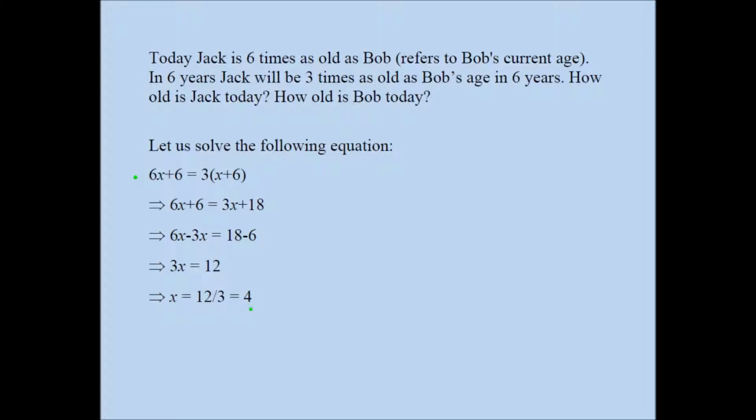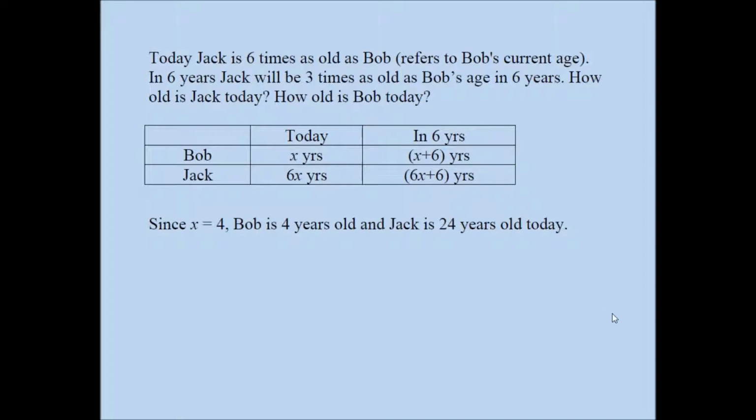So x is 4. Now I'm supposed to find the age of Bob today and Jack's age today. So let's go back to our original table and find those two answers. What we have here is basically x is equal to 4, which we know from our previous slide, and we want to know the two men's current ages.